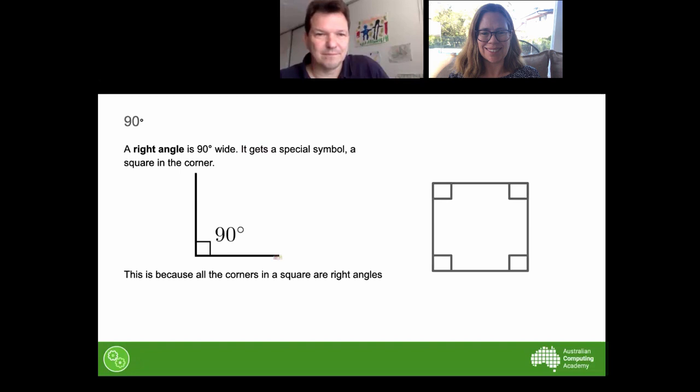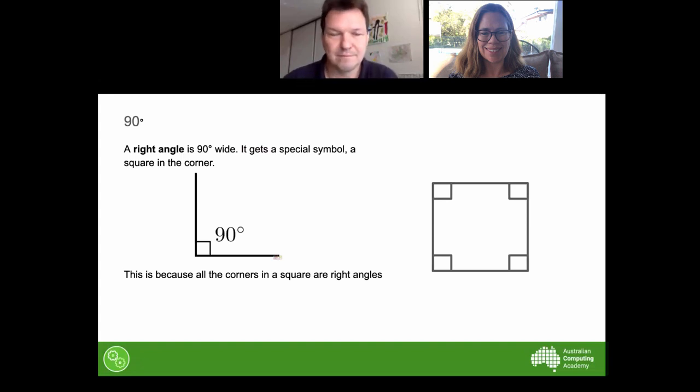One thing we would like you to remember for today when we get our turtle to turn, one turn that we'll use a lot is called a right angle. Does anyone know what shape has right angles in it? You can pop it in the chat. And you can see one on the screen.